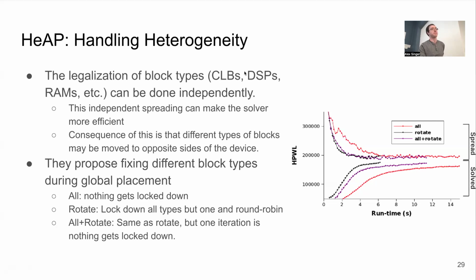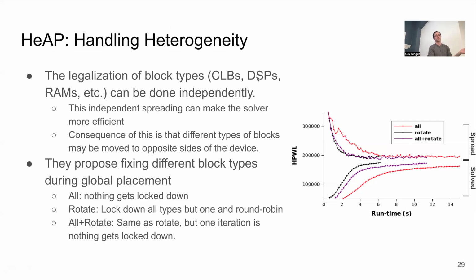They do even claim in the paper that the number of DSPs and RAMs are quite small. So their iterations, when you lock down the CLBs and you're just doing DSPs, are much, much faster. The number of blocks is very low. The number of things you're legalizing is very low. So it's not like you're really losing much from doing this. You're just spending some extra time assuming that the DSPs move while the CLBs cannot.